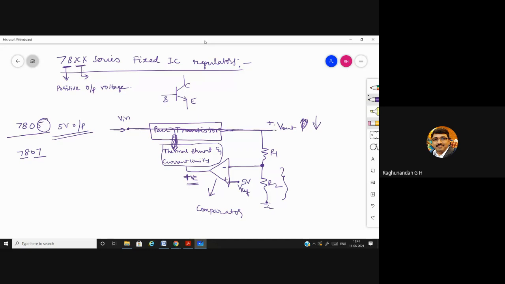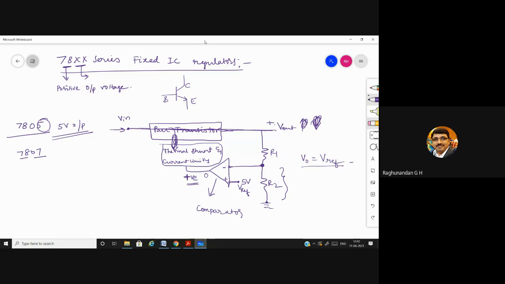This process will keep on happening until V out is equal to V reference. When V out is equal to V reference, the two are subtracted and the output is given as 0. When the output is 0 volt, this circuit will be off. When this circuit is off, the current will flow towards the output.